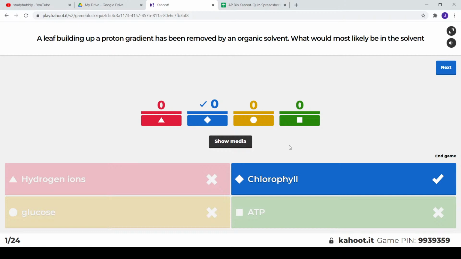Anyways, so the answer to this is chlorophyll. And so if you think about it, it makes sense because in a leaf, the thing that it has the most is chlorophyll. Due to it being a leaf.